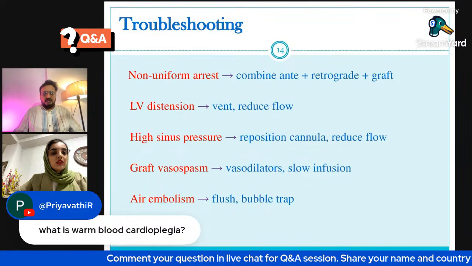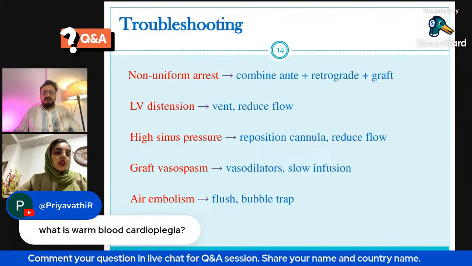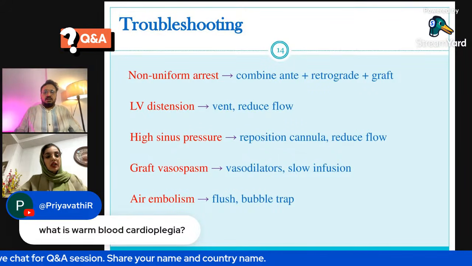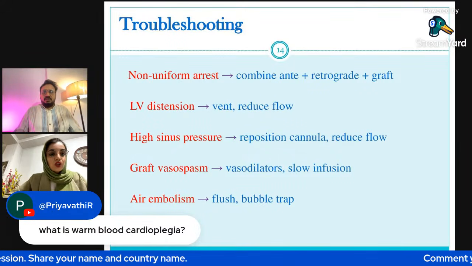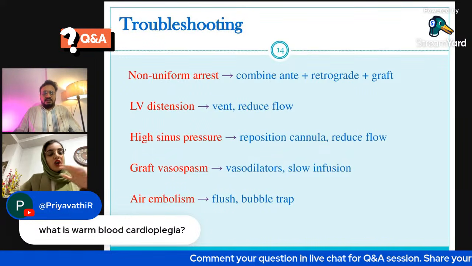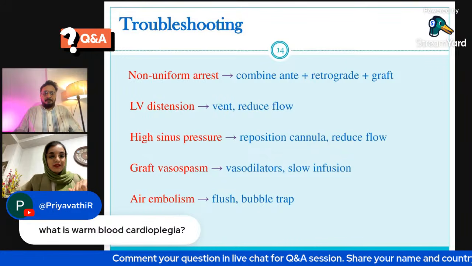One of the aims of hot shot is to increase the metabolism of the cell after cooling the heart. Actually, hot shot is different. I'm telling you about the warm blood cardioplegia.